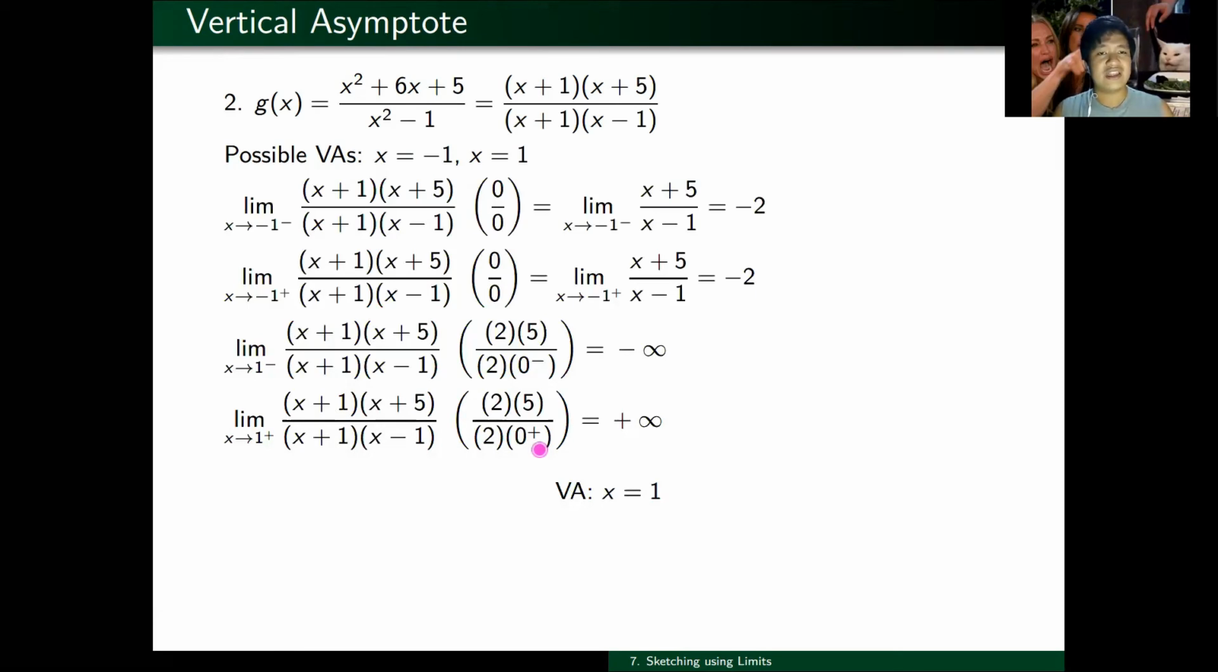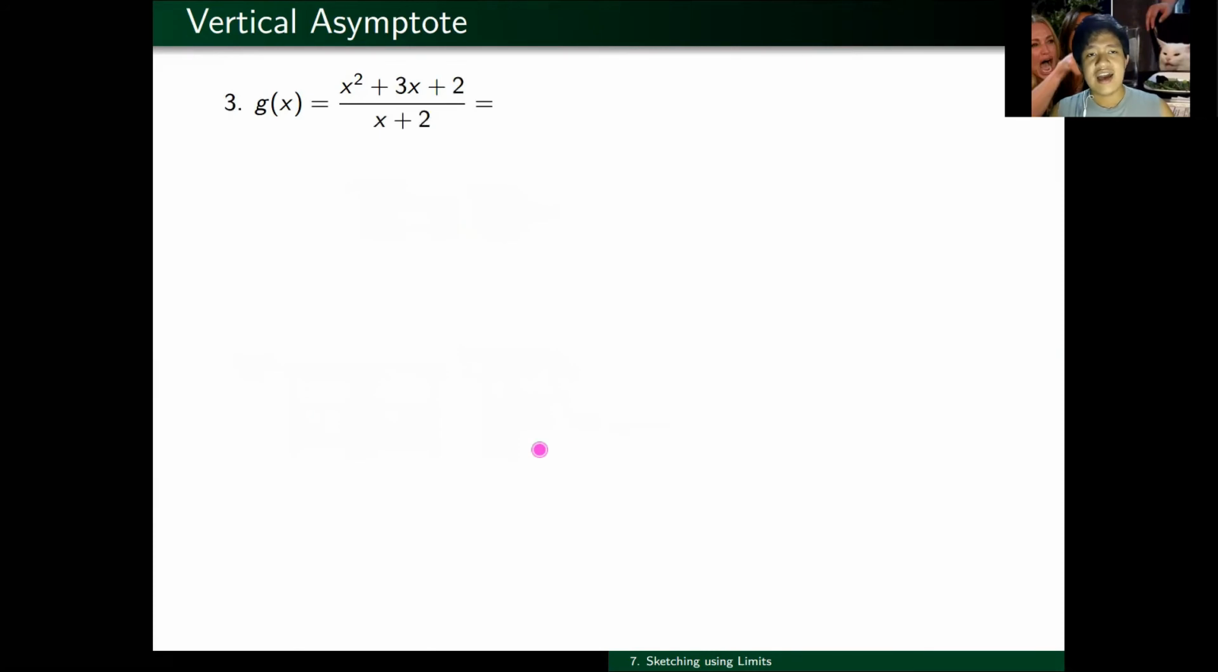Okay, good. Last, I have this. So, what makes your denominator 0? There's only one number that does that. That's negative 2 here. Pero finactor ko na rin siya, no? Yung taas, I get x plus 1 times x plus 2. Yung factoring nito.